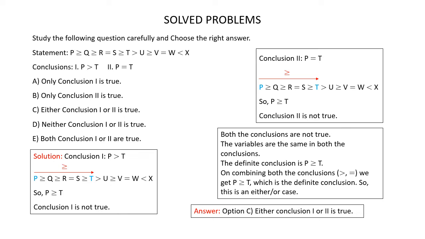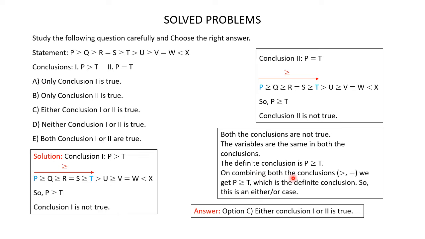So now we have found that conclusion 1 is not true, conclusion 2 is not true. But before we mark the correct answer as neither conclusion 1 or 2 is true, let's look at a few points. We have found that both the conclusions are not true. And when you look at both the given conclusions, you'll see that the variables are the same in both the conclusions. Now we have found that the definite conclusion is P is greater than or equal to T.